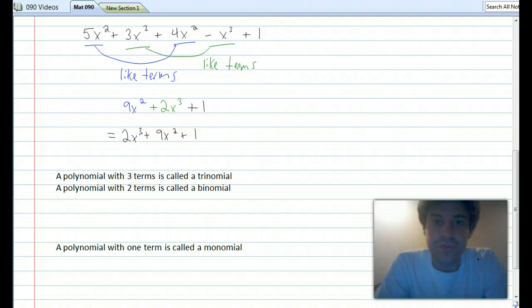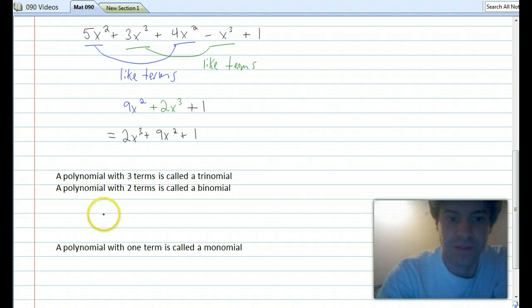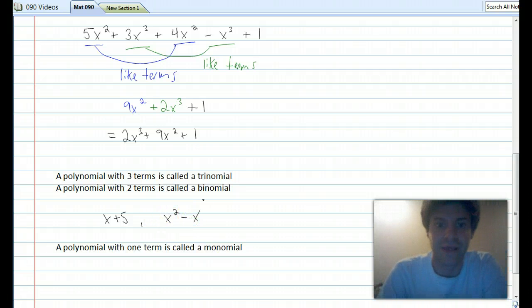And while a polynomial with 3 terms is called a trinomial, a polynomial with 2 terms is called a binomial. An example of that might be something like x plus 5 or x squared minus x. Those have 2 terms, so they're called binomials. A polynomial with 1 term is called a monomial.